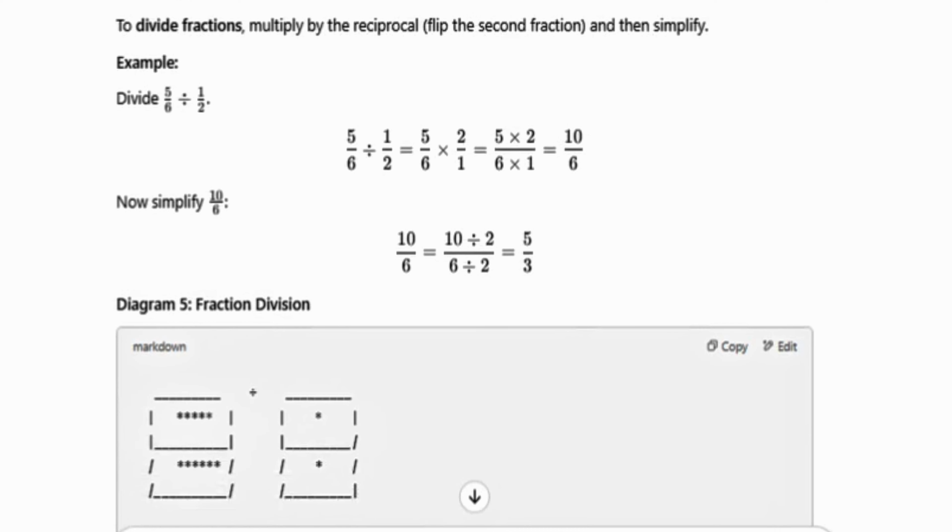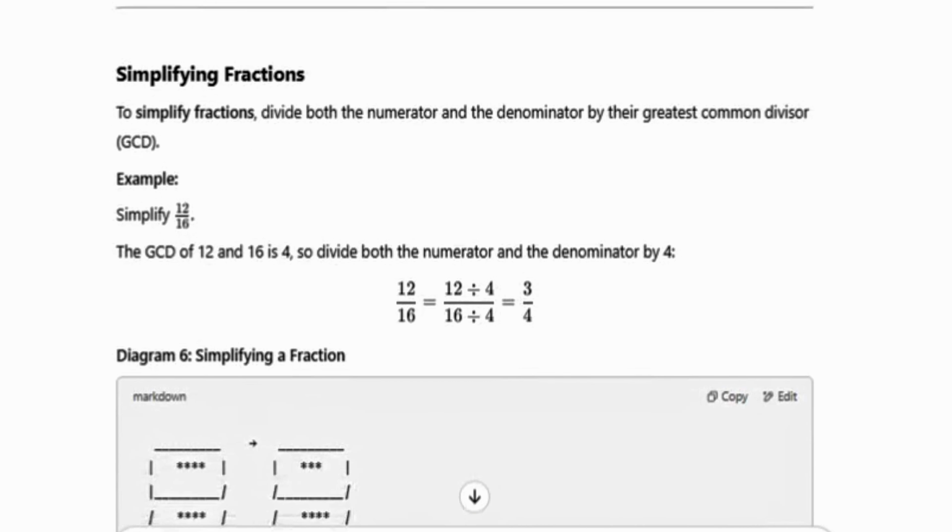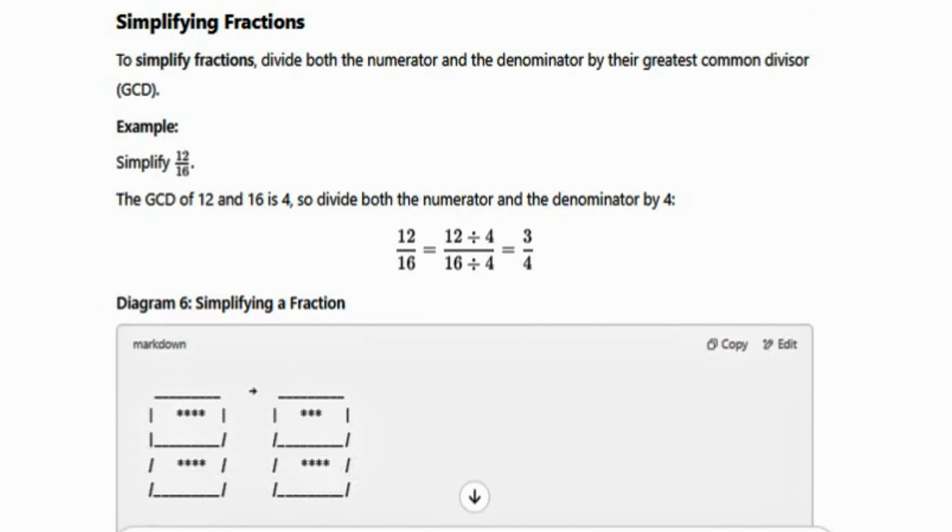Finally, let's talk about simplifying fractions. To simplify fractions, divide both the numerator and the denominator by their greatest common divisor, GCD. Let's look at the example 12/16. The GCD of 12 and 16 is 4, so we divide both the numerator and denominator by 4. 12 divided by 4 over 16 divided by 4 equals 3/4. So the simplified fraction is 3/4.